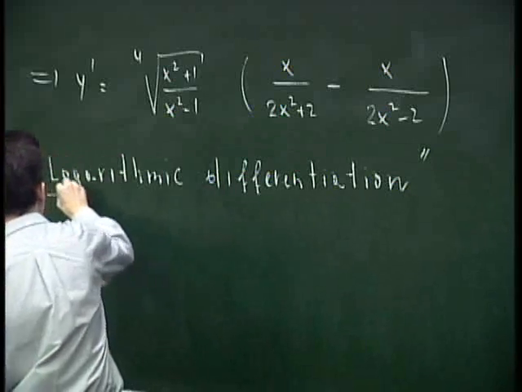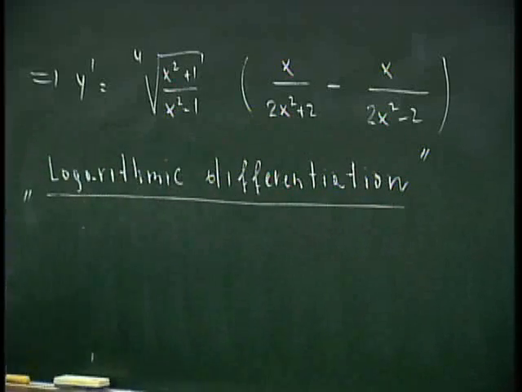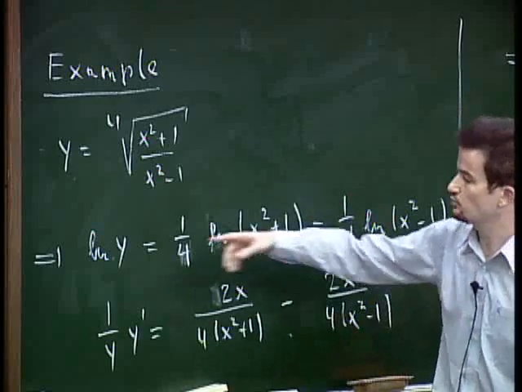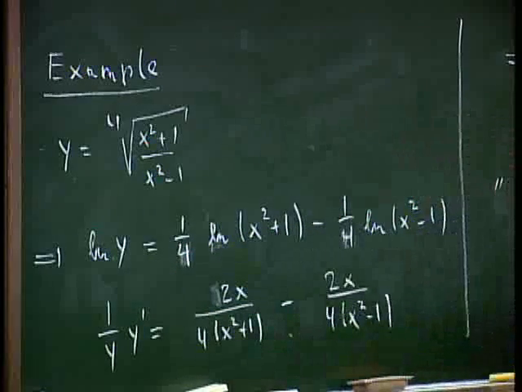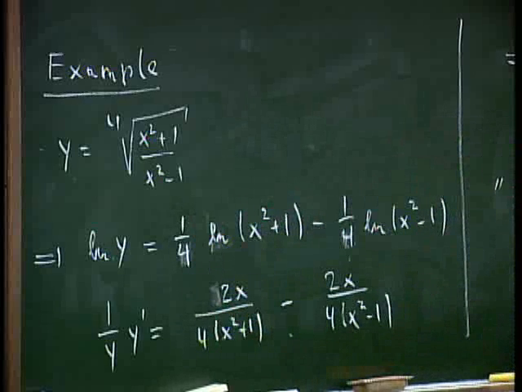The method of logarithmic differentiation means that you first take logarithms on both sides, and then you take the derivative of the resulting equation, which gives y implicitly by using the method of implicit differentiation, and then you solve for the derivative.